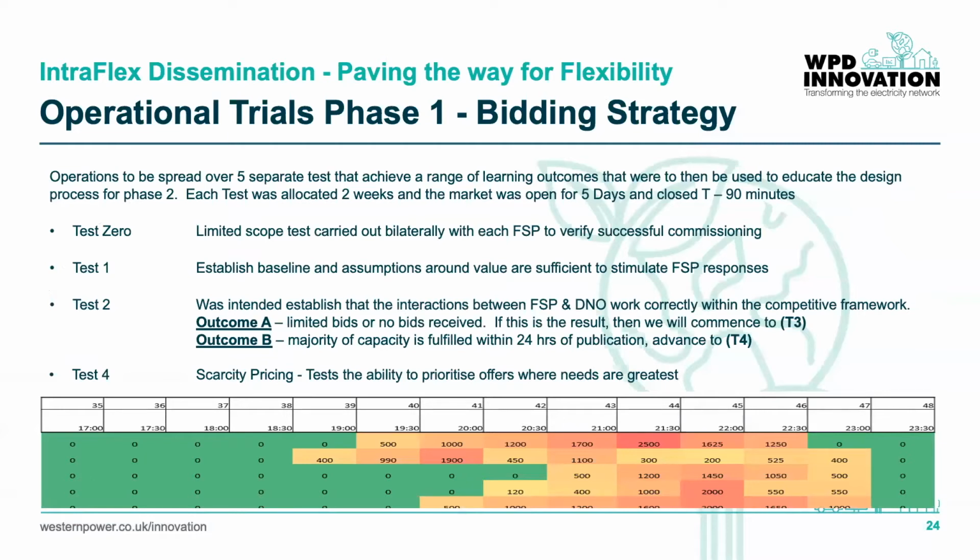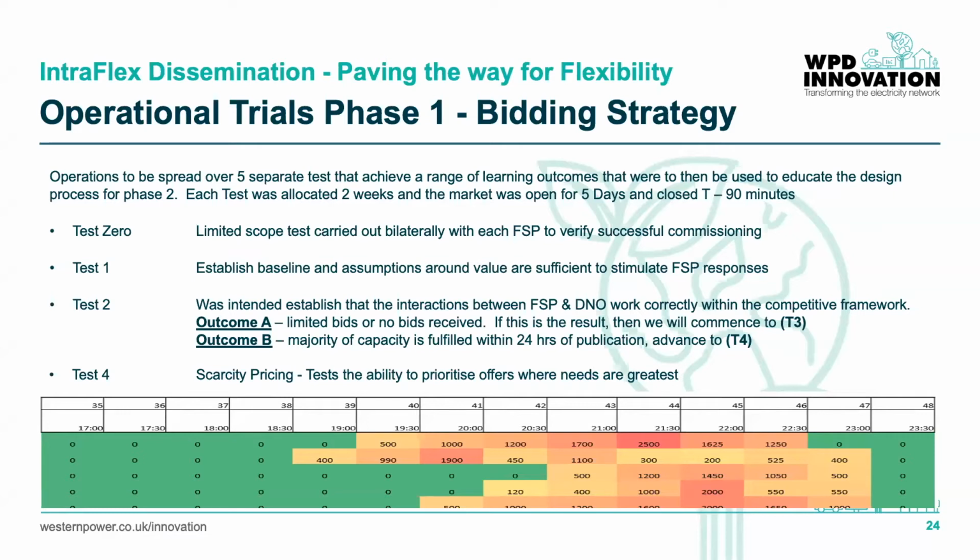There were 4 distinct stages with a possibility of 5 potential tests, as the final stage would either be test 3 if we were struggling to get the level of interaction from flex providers, but if the predetermined thresholds were met, then we could skip 3 and go straight on to test 4. Test 0 was a formality for all providers. It was essentially a commissioning test that would verify that the API, etc., was completed successfully and they knew the process of posting offers into the marketplace. Everyone had to do this in order to go live with the operational tests.